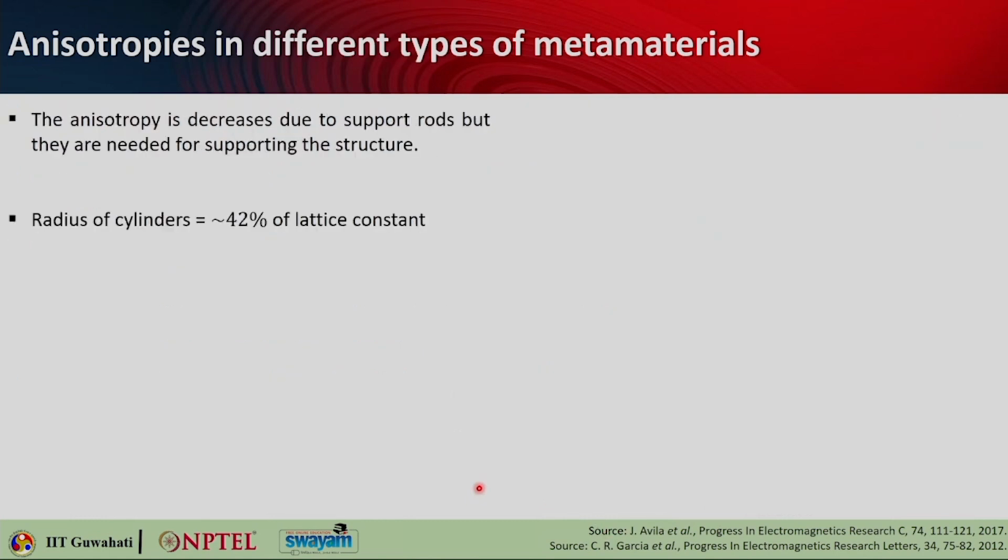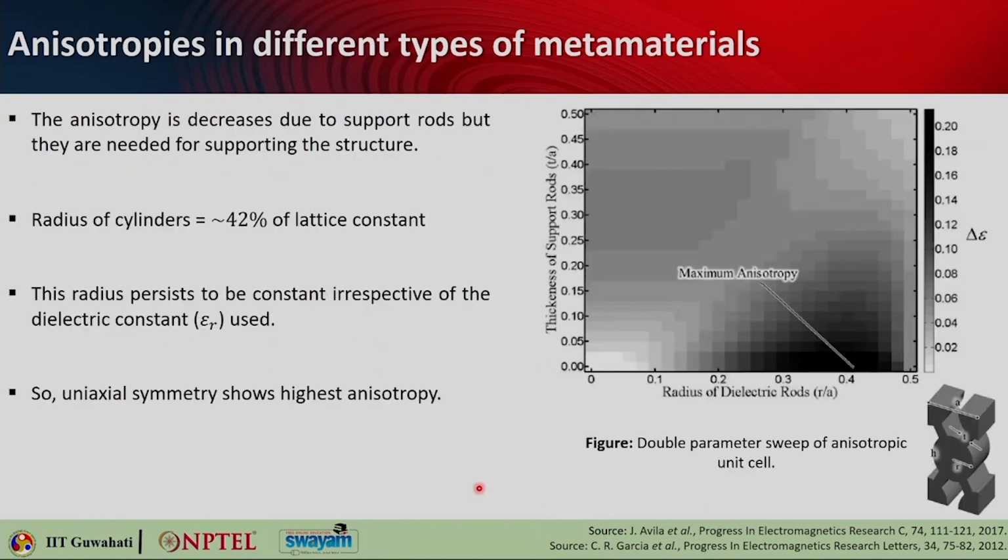I will go to this one directly. You can also see that the uniaxial symmetry gives you the highest anisotropy, and based on these results, these are the different parameters. This is the radius of this cylindrical rod, this is the height of the rod, this is the thickness T of the connector, and this is the lattice period A.